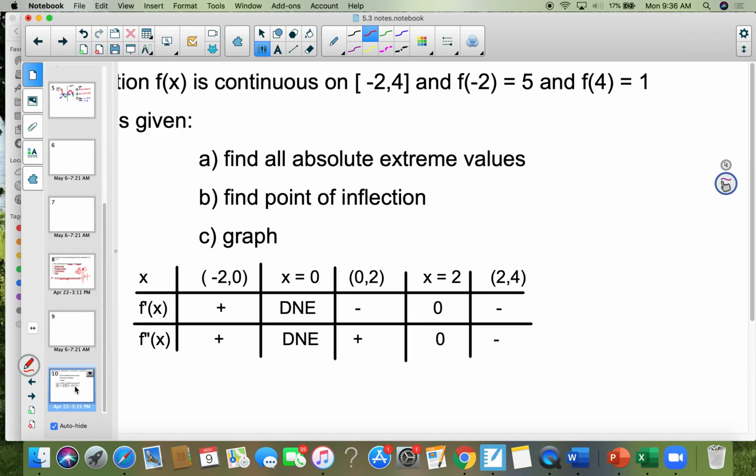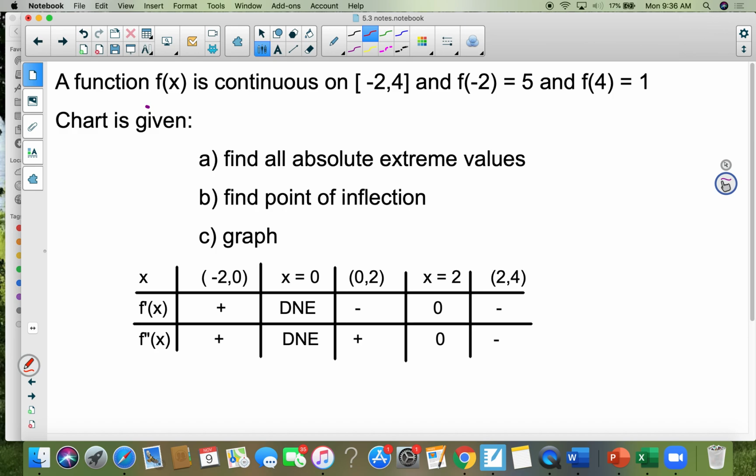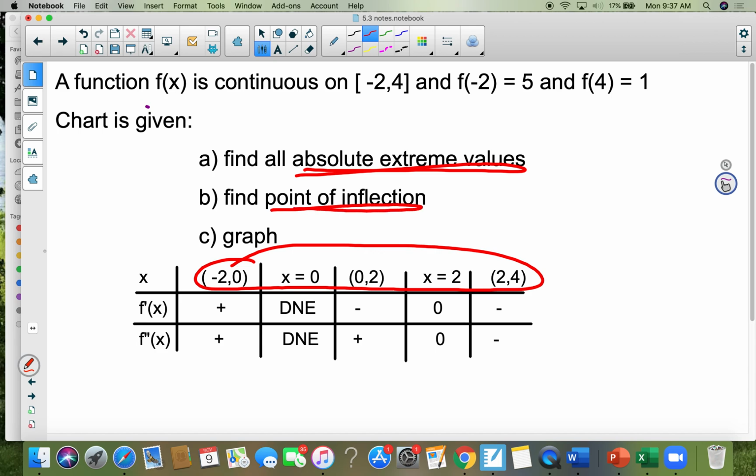And now the last part. A function f of x is continuous from negative 2 to 4. So let's look at this. From negative 2 to 4, it's continuous. You're supposed to find all the absolute extreme values, you're supposed to find the points of inflection, and you're also supposed to graph this. So let's try to read this chart.